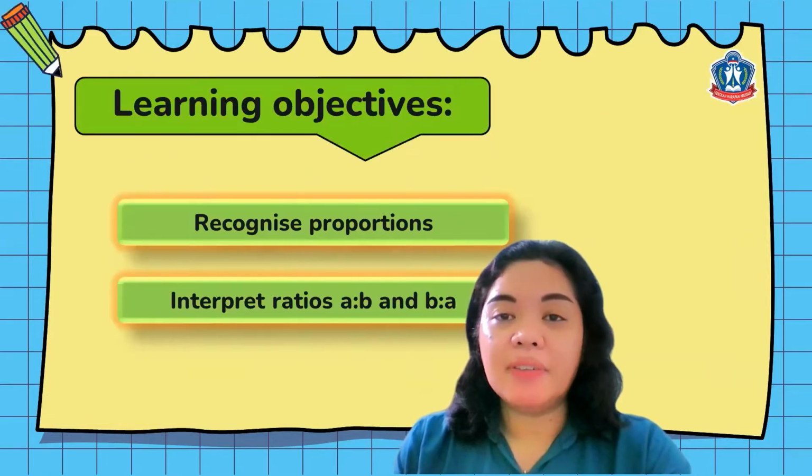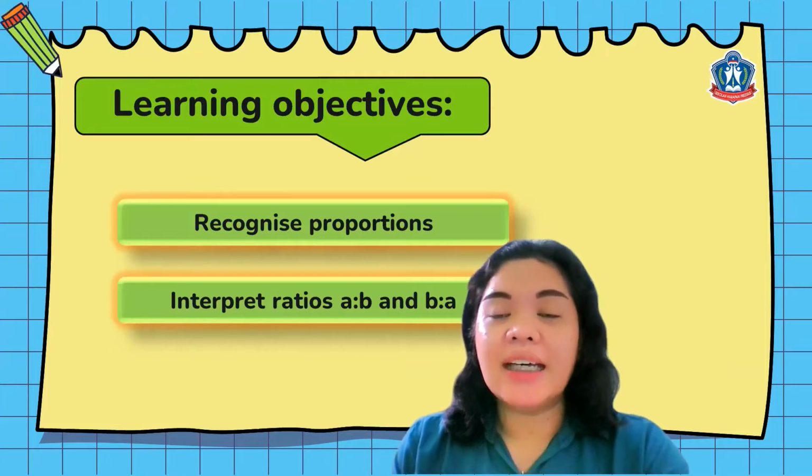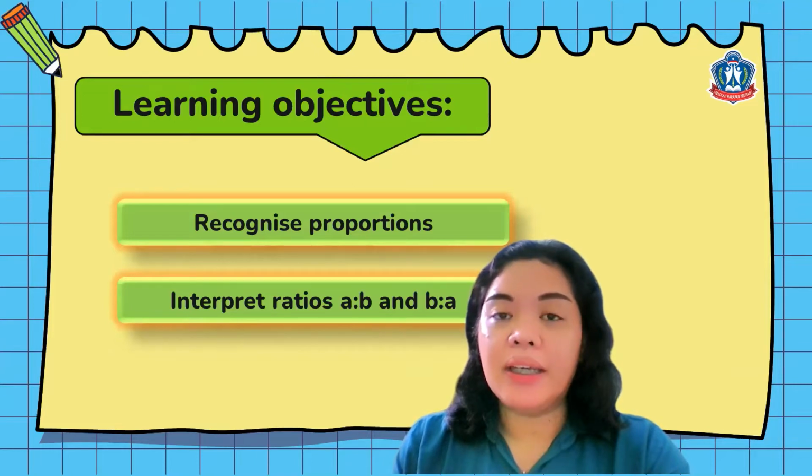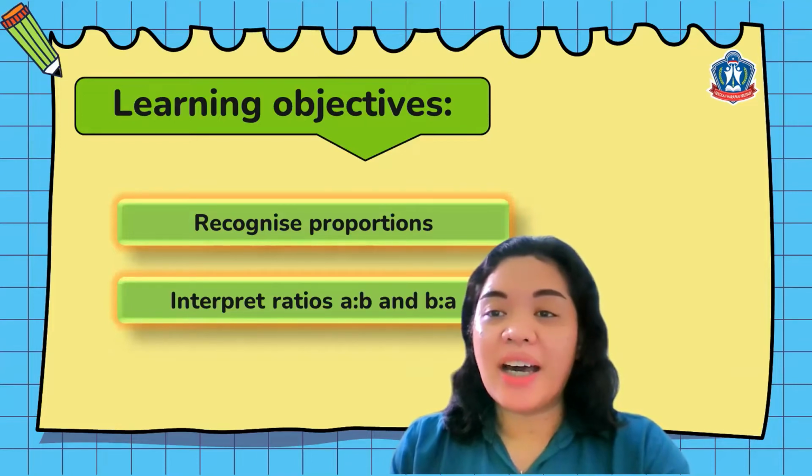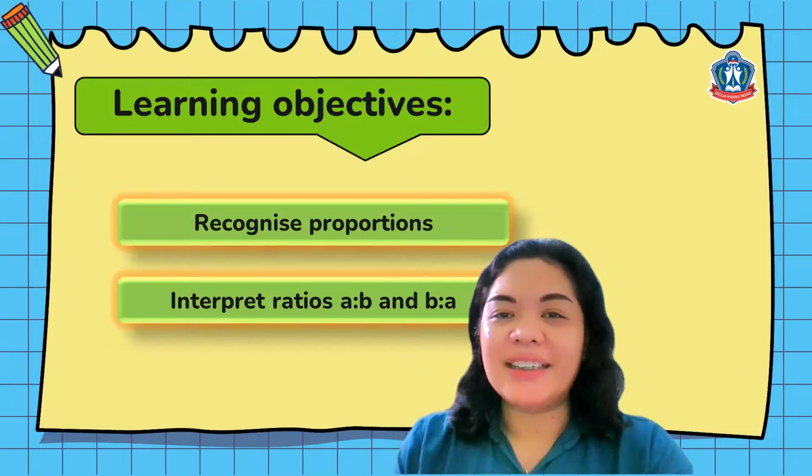The learning objectives for this lesson are to recognize proportions and to interpret ratios A to B and B to A. Okay, P5, are you ready? Come on, let's get started.